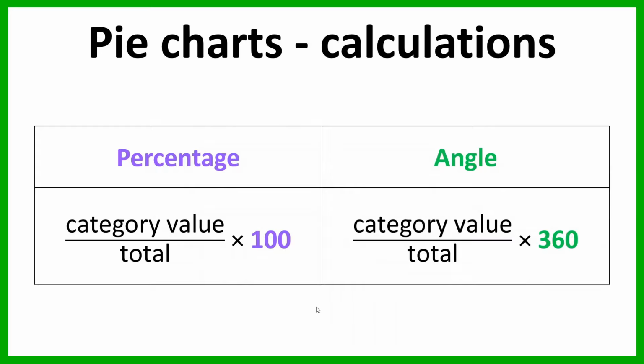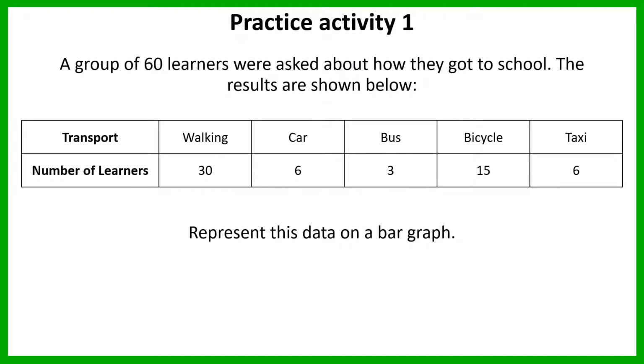Okay, now we're going to go on to an activity. In this activity, you're being told that a group of 60 learners were asked about how they got to school, and the results are shown in the table. So there were 30 learners who said they walked to school, 6 came by car to school, 3 went by bus to school, 15 rode their bicycles to school, and 6 went by taxi to school.